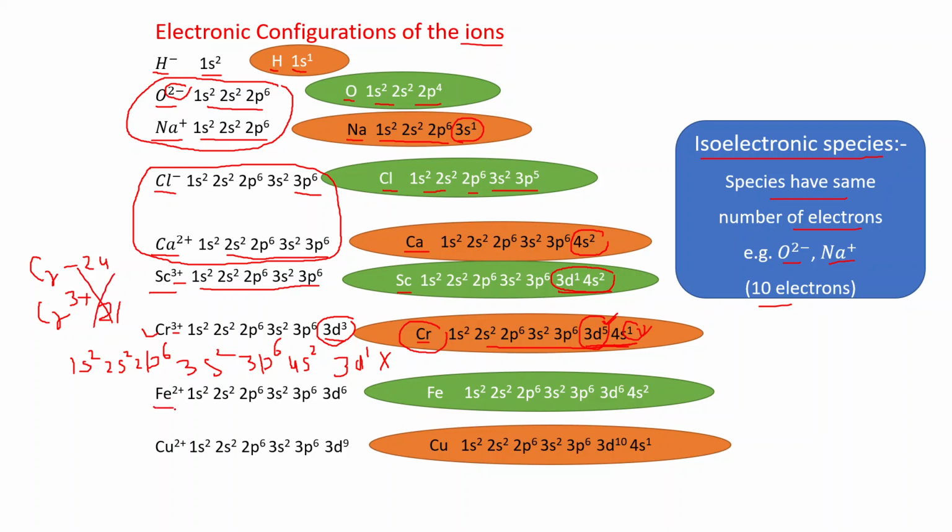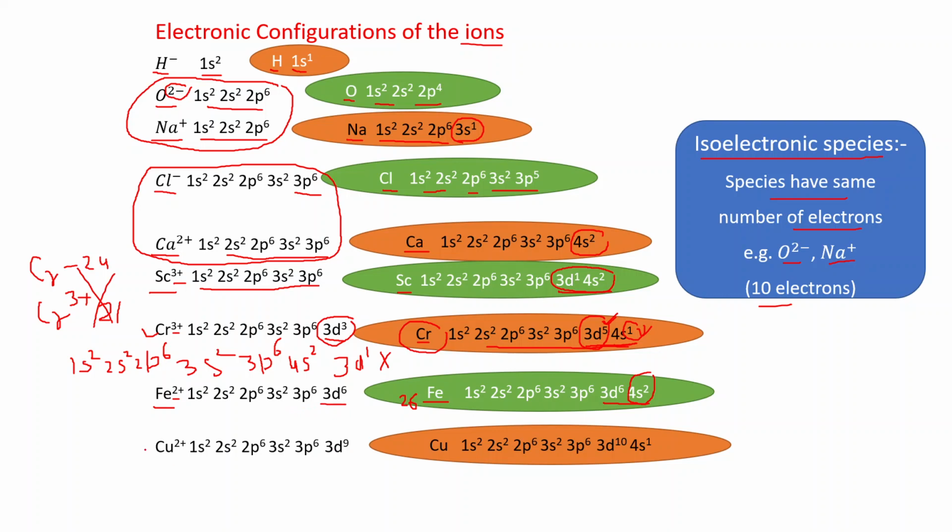Now come to Fe2 plus. First write the electronic configuration of the neutral Fe atom, and its atomic number is 26. Okay, that's why this is 3d6 4s2. When this is a 2 positive charge, remove these 2 electrons. Don't remove the electron from 3d. Remove the electron from the outermost shell, which is 4s. That's why its electronic configuration is 3d6.